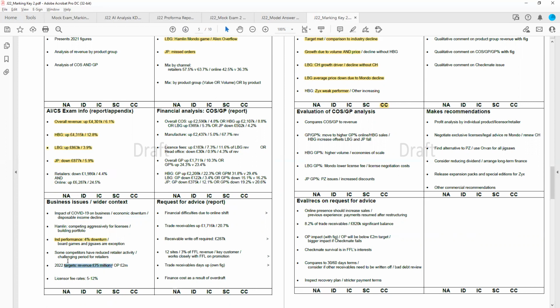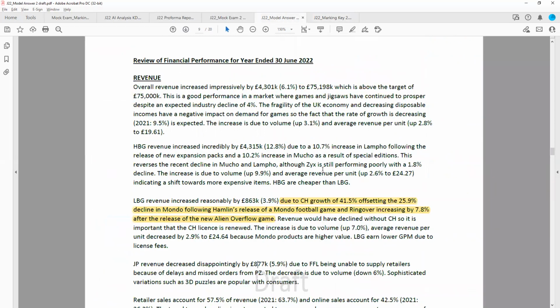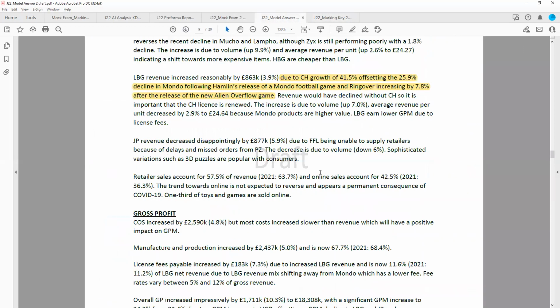We've mentioned the target as well, so we picked up that one. So we've mentioned a few of the context points as we've gone by, kind of having them at the end. So you can see here with JP, mentioned this context point that sophisticated puzzles are popular with consumers. It's hard to really find that many other JP points. But yeah, that wasn't on there.